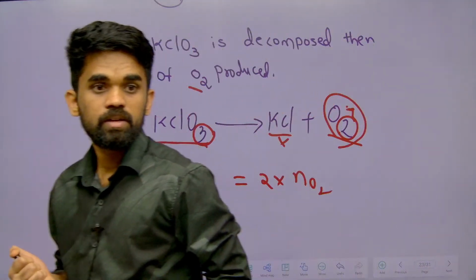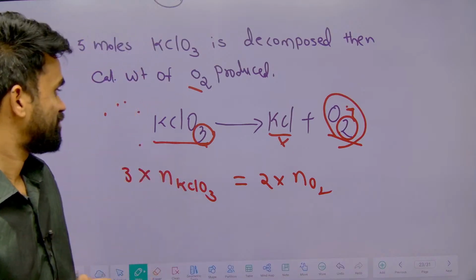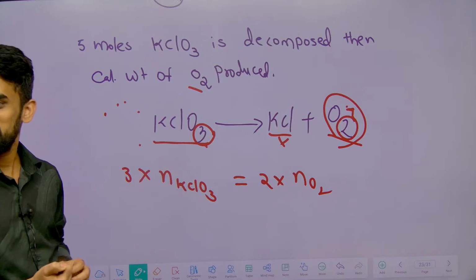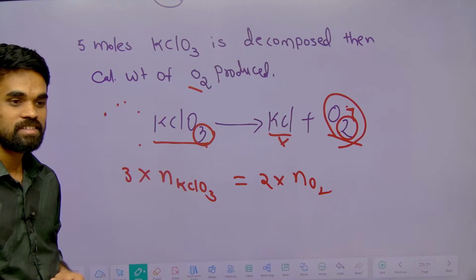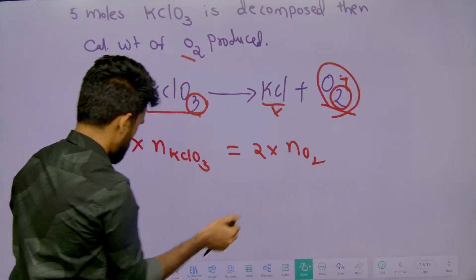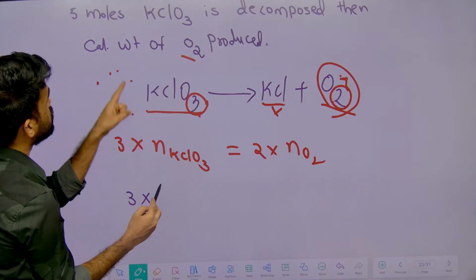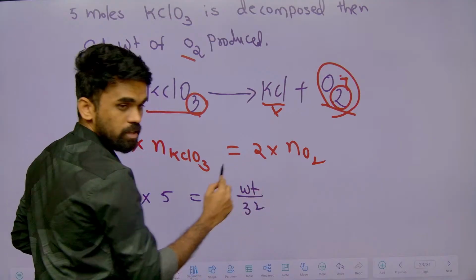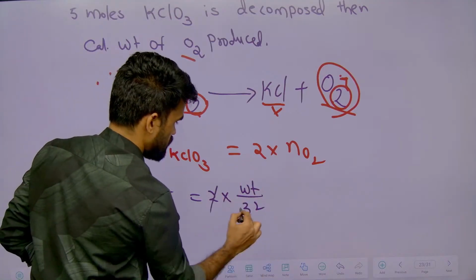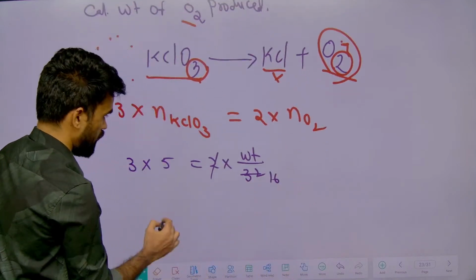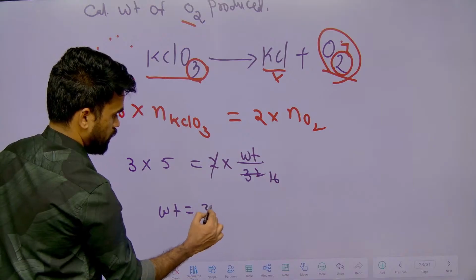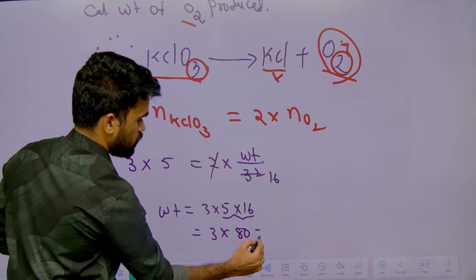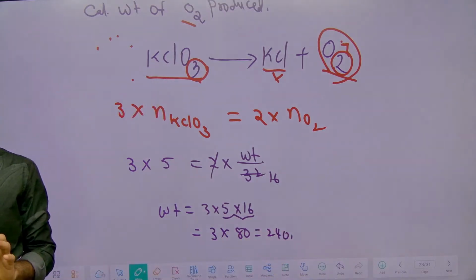Any answer? 240. Yes, same answers everywhere. So just put here 3 into how many moles? 5. 2 into weight by 32, the molar mass of O2. Next, this is 16 times. Next, weight will be 3, 5, 16, so this is 80 into 3, 240. Same answer, everyone?